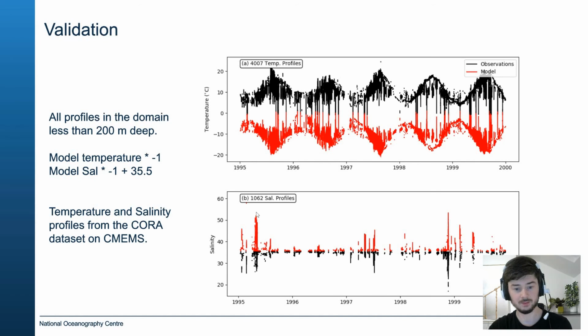Also the salinity. So this is showing 1,000 salinity profiles over the same area, and the model data here has been reflected in 35.5 salinity. Again, model in red and observations in black, and again that's showing that there's a variability in the salinity that's been captured by the model.